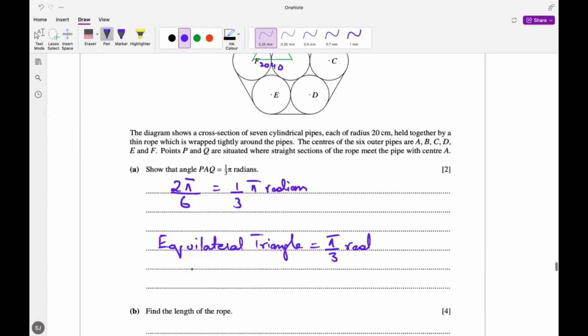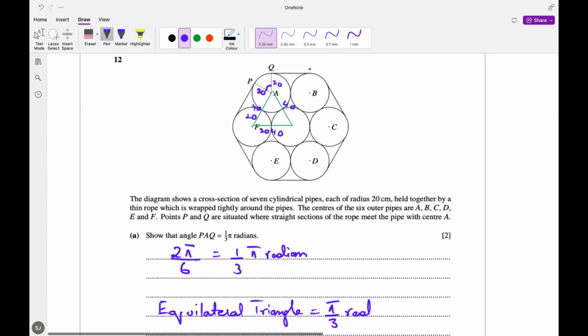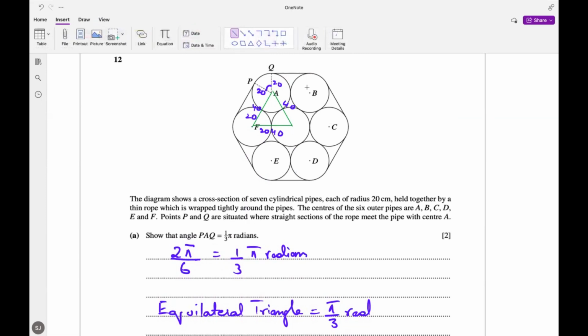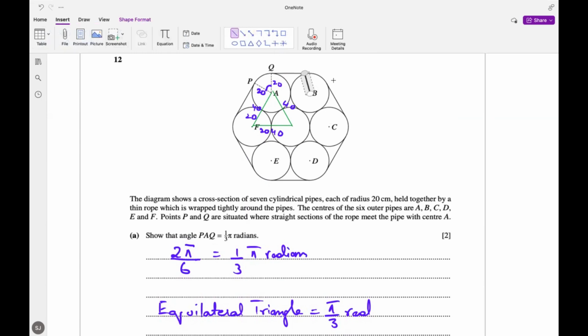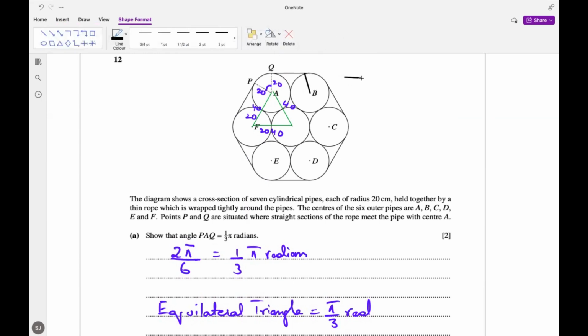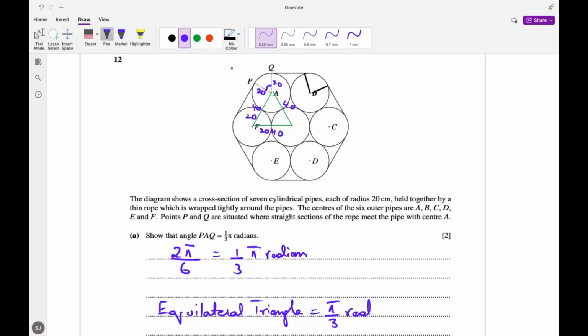In part B, we have to find the length of the rope. So the rope is around this whole shape. Now we can divide this into 6 different parts. So let's say each circle will have a sector. So we can make a line to make a sector for each of these. So let's say if I make a line around each of these circles, I will have six sectors, and each of these sectors will have an angle of pi upon 3, and the length will be 20 centimeters.